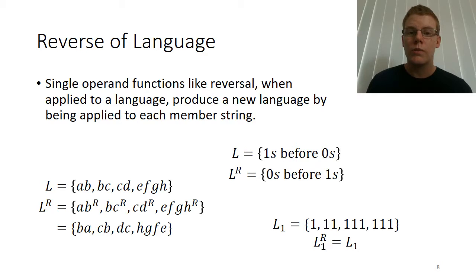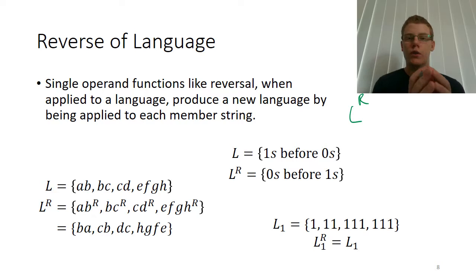So we talked about what the reverse of a string is. We can also find the reverse of a language. It's a single operand function, so it only takes one language. We take the one language and we apply the operation. The way that single operand functions like this work, when we apply them to languages, is that they produce a new language by being applied to each of the strings in the language.